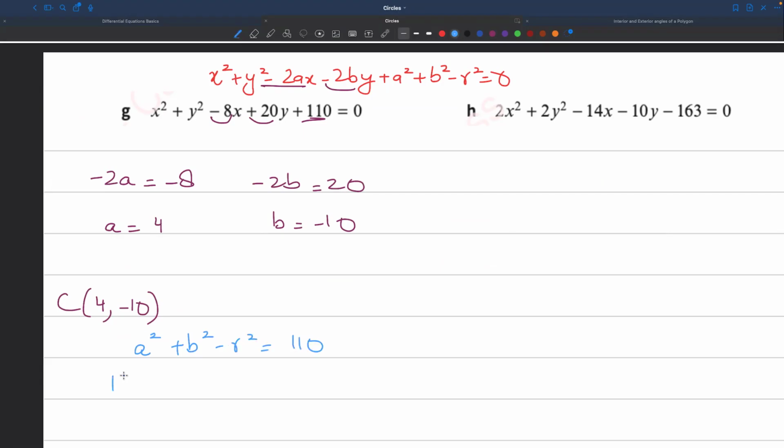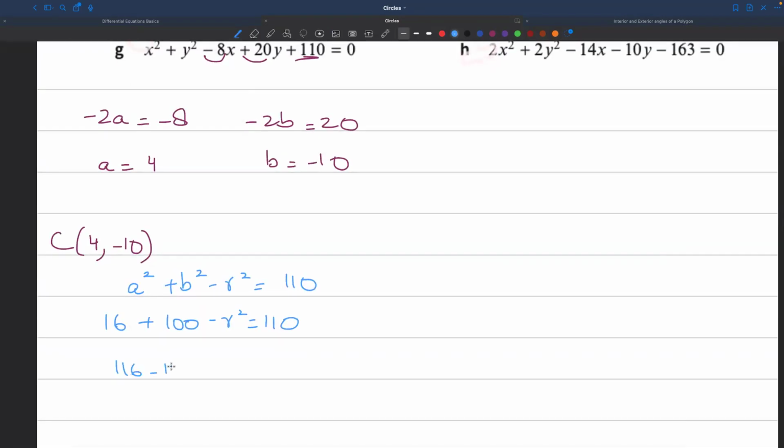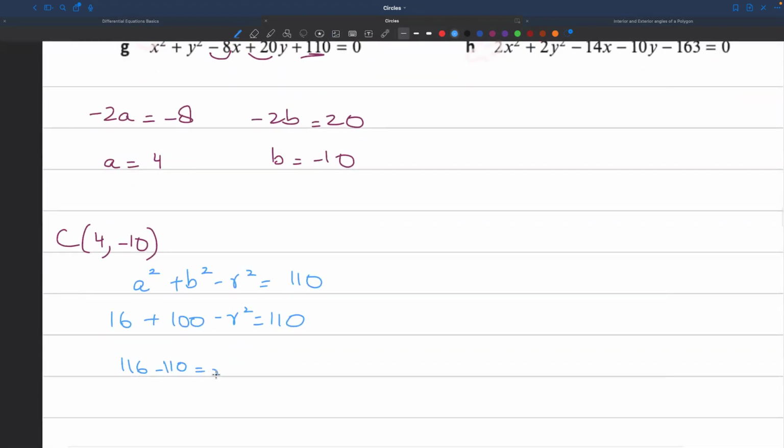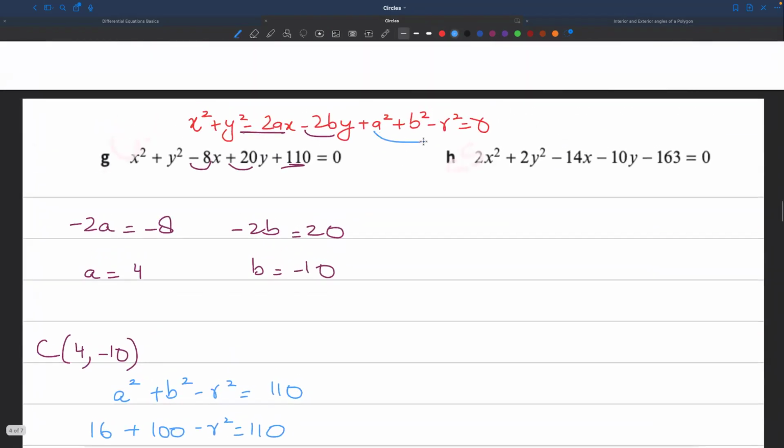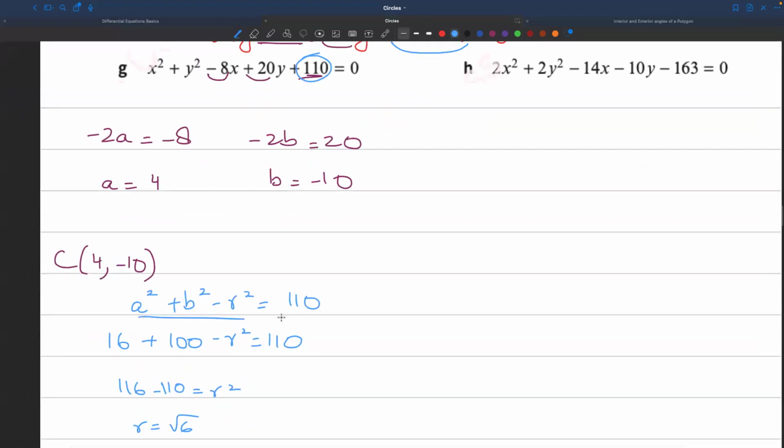In place of a, 4 squared is 16, in place of b, 10 squared is 100, minus will actually cancel out. 116 minus 110 equals r squared. So r is square root of 6, right? Look, this is the constant term, right? Over here the constant term is 110, and then you just put this equals to 110. You already have the values of a and b, right? So that's it. You find the radius.